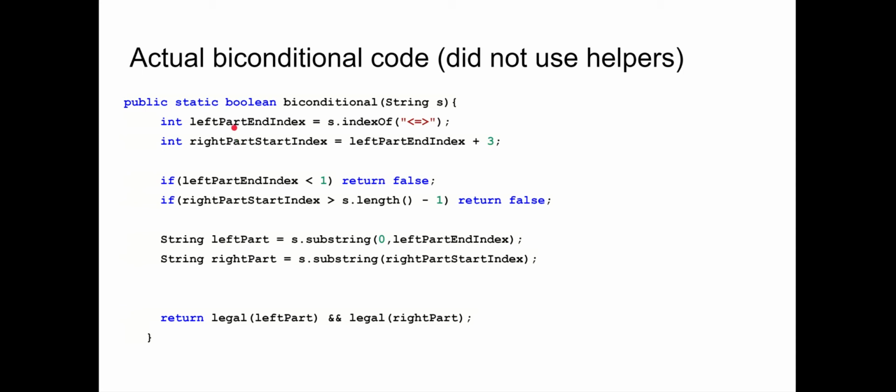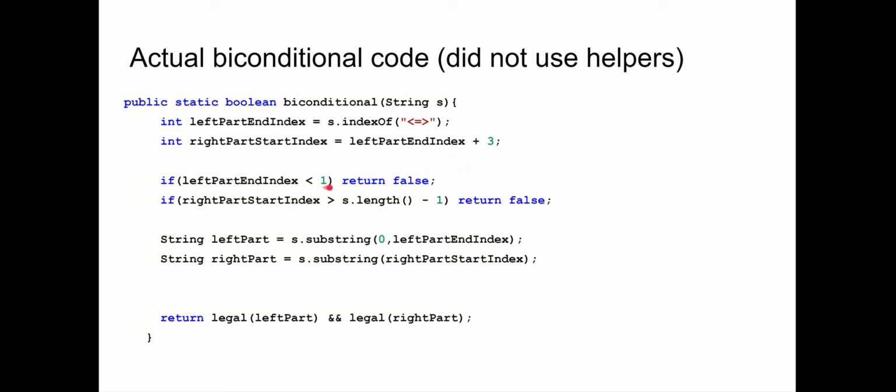So the left part of the logical sentence of a biconditional will end at this place, left part end index, and the right-hand part of the biconditional will start at right part start index. So we have to use the substring methods in order to extract these 2 portions of the string, but also we have to determine whether or not we even are looking at a biconditional, because we could be getting a pretty random string here.